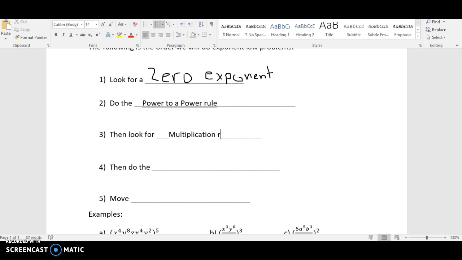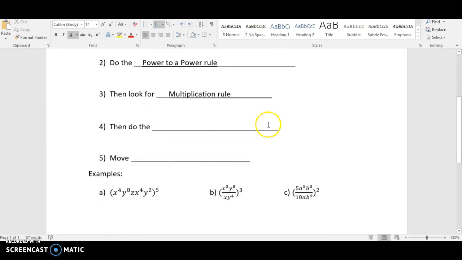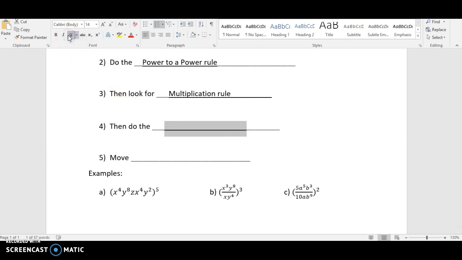When you do the multiplication rule, what you're looking for is, in the numerator and denominator if there's a fraction, any of the same bases that you can add the exponents together. After you do the multiplication rule, the next thing you'll do is the division rule. So after the multiplication rule, you'll do your division rule and divide everything.